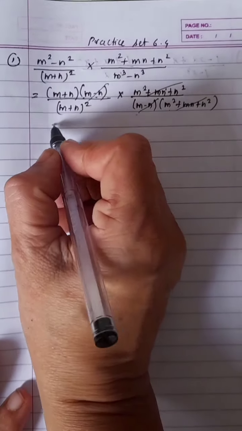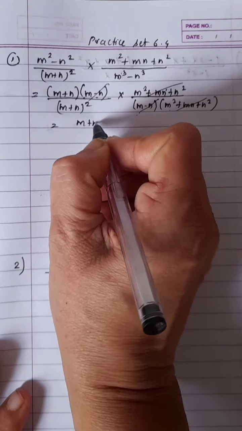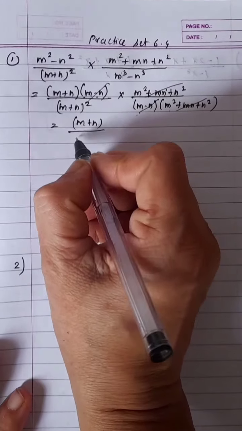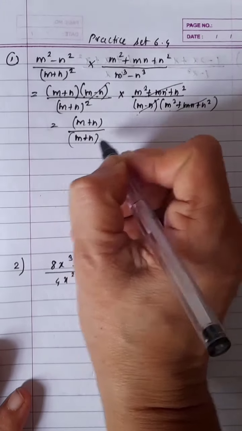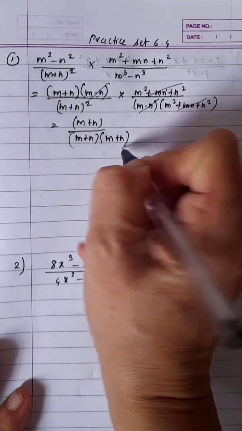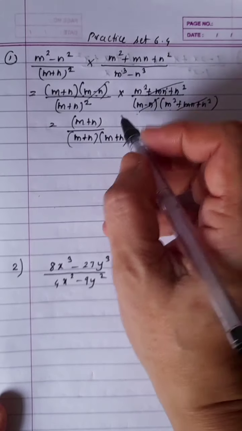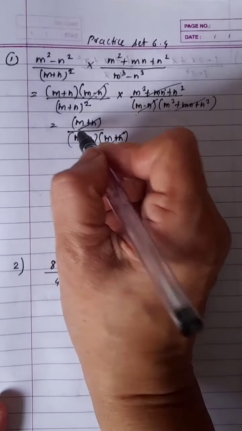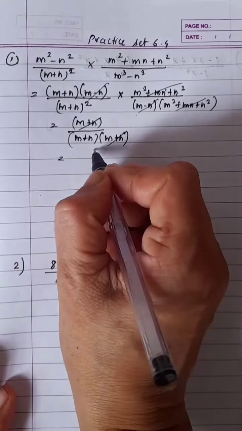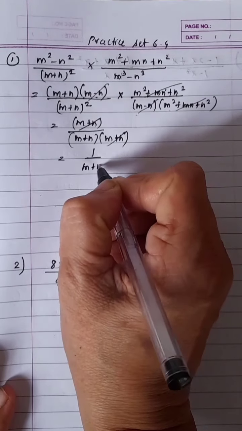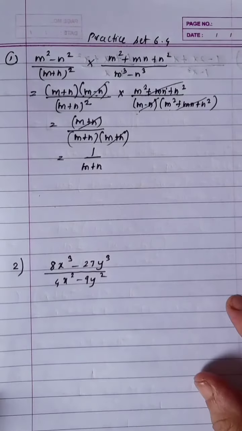Here if you see, this is m plus n and this is m plus n the whole square. So I am writing m plus n 2 times because it was whole square. So this m plus n and this m plus n will get cancelled, and finally my answer is 1 plus 1 upon m plus n.